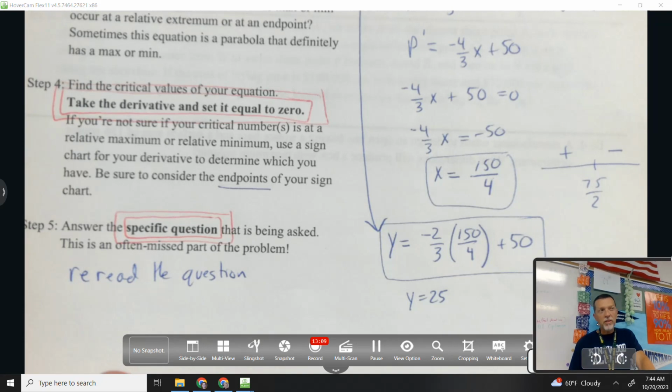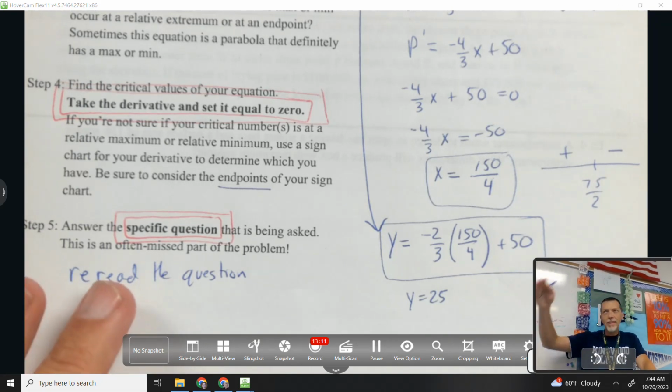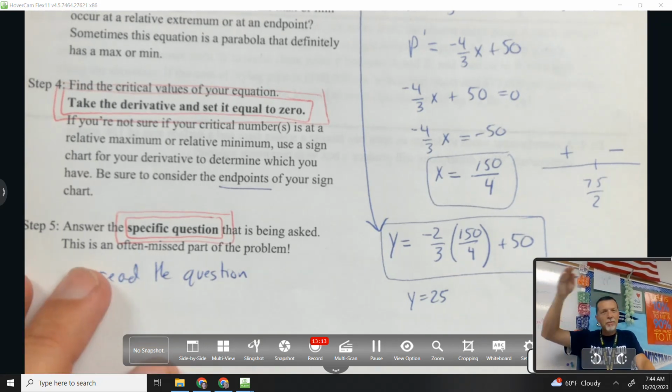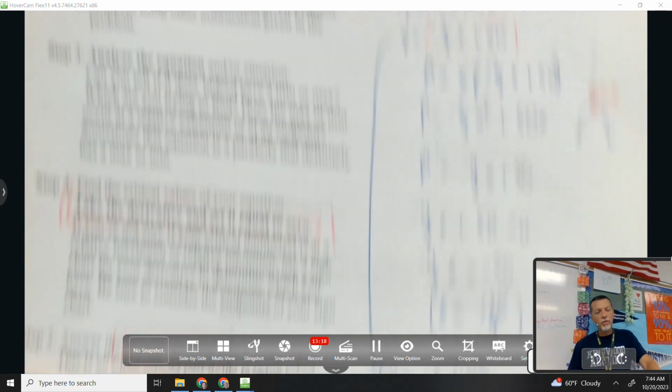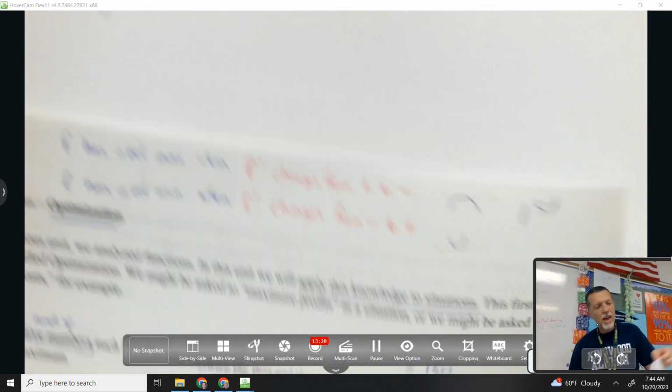Okay, so big picture, you know where a maximum occurs, at the top. A minimum occurs at the bottom, where f prime changes from negative to positive. So we're just using that same idea today, but we've got word problems to go with it.